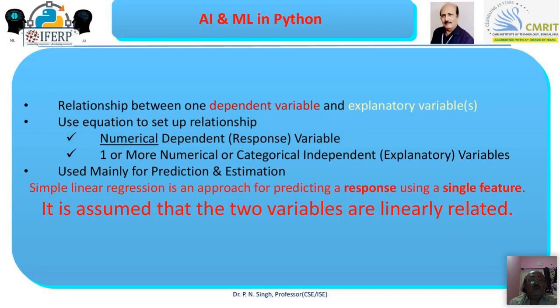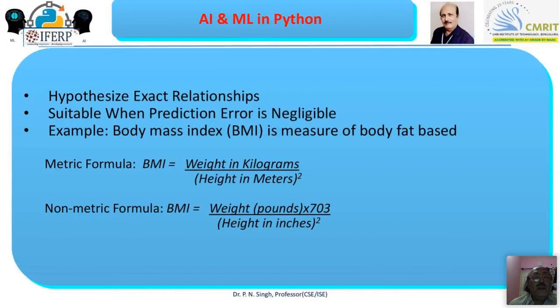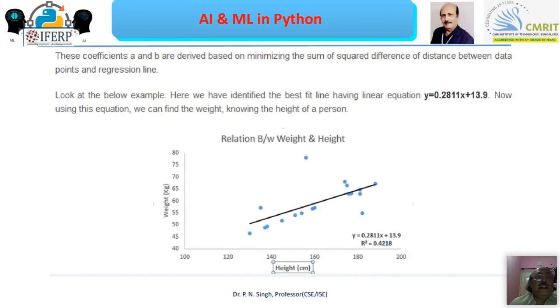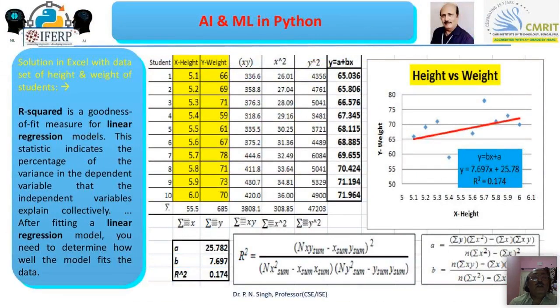So we assume that these two variables are linearly related, and they have given weight in kilograms and height in meters, and this is the relationship between weight and height. I have tried it first in Excel to see how we will have to compute, because the formula has been given by mathematicians, simple. I will take 5 minutes here.